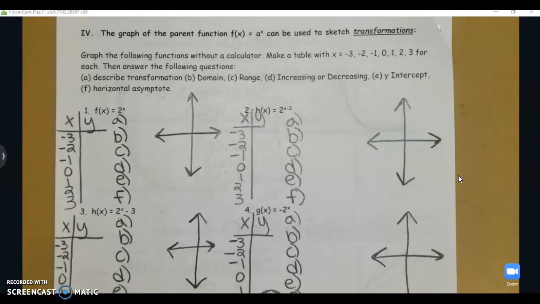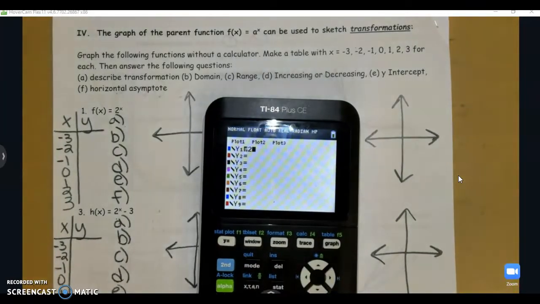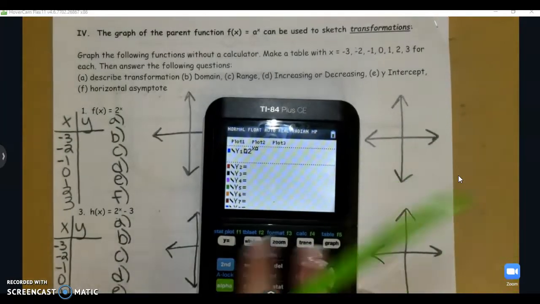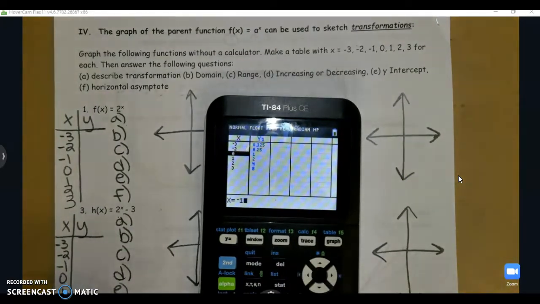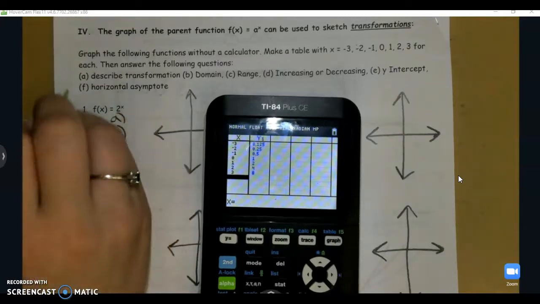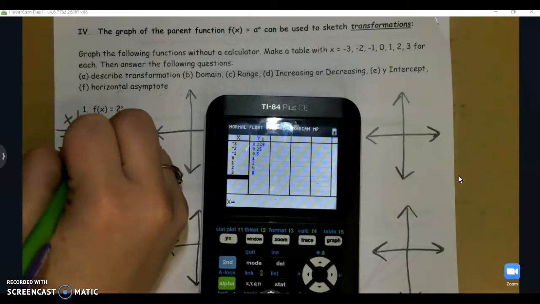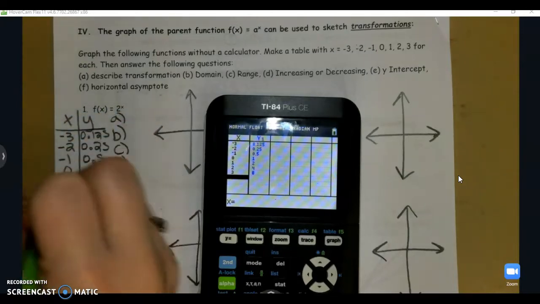So starting here with number 1, we have 2 to the x power. So that is going to go into 2 to the x power, and then in my table I'm going to be typing in my values that we are looking at and fill in our table. Now this is one we have already done on the front page at the very beginning, so answering these questions and plotting this should be fairly easy.